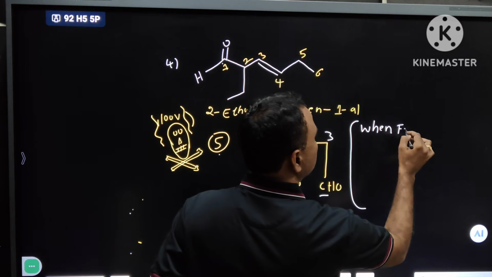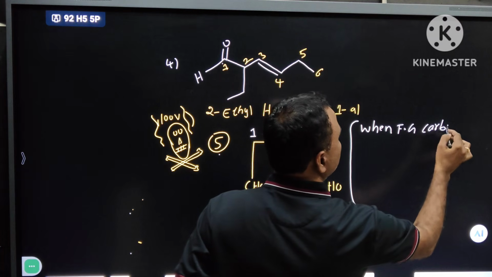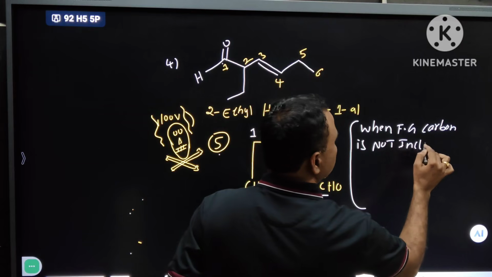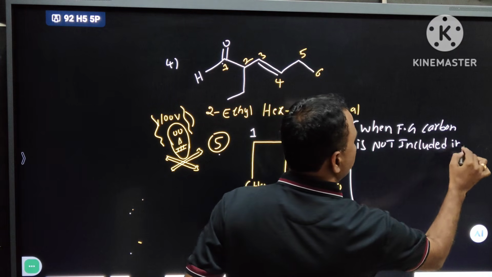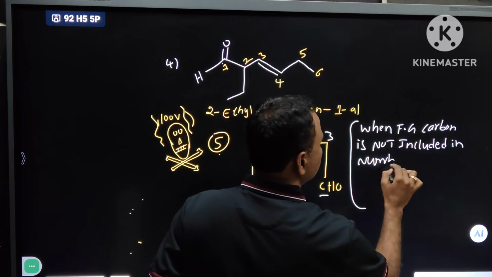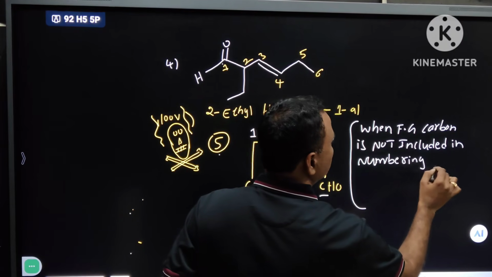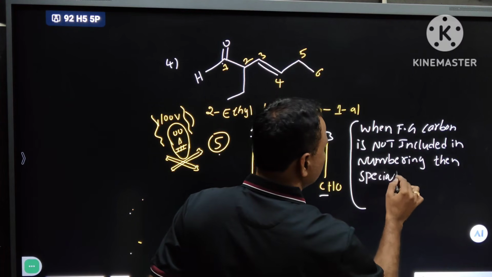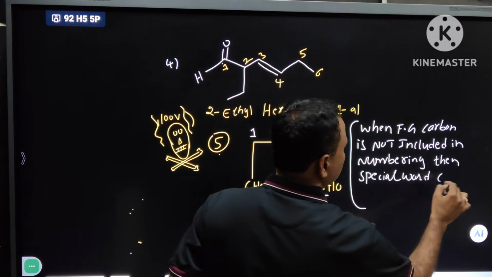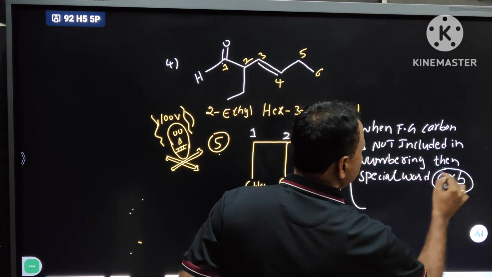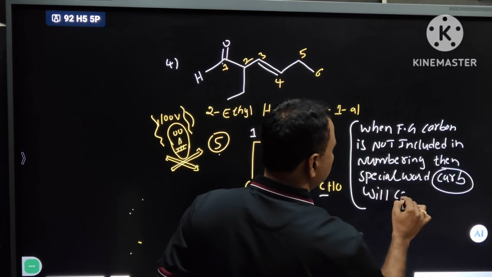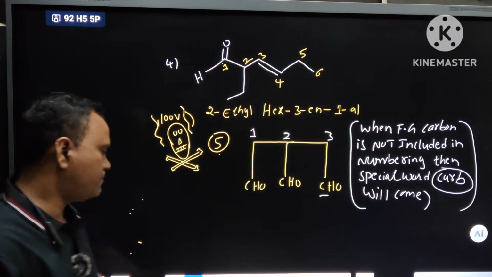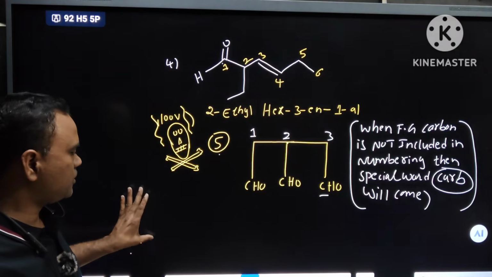When the functional group carbon is not included in numbering, then the special word carb, highlight this, will come in the name: carb.